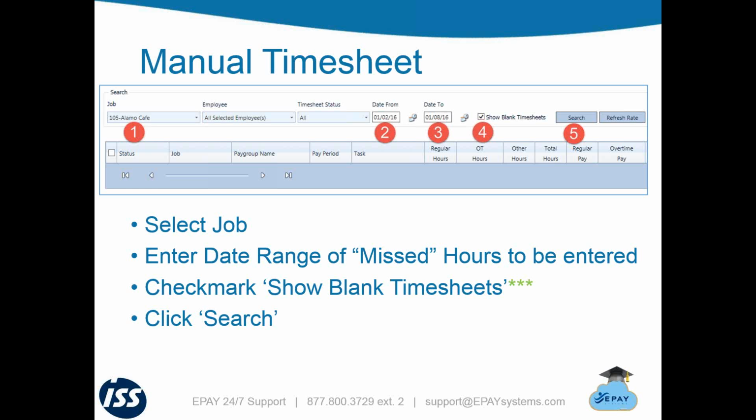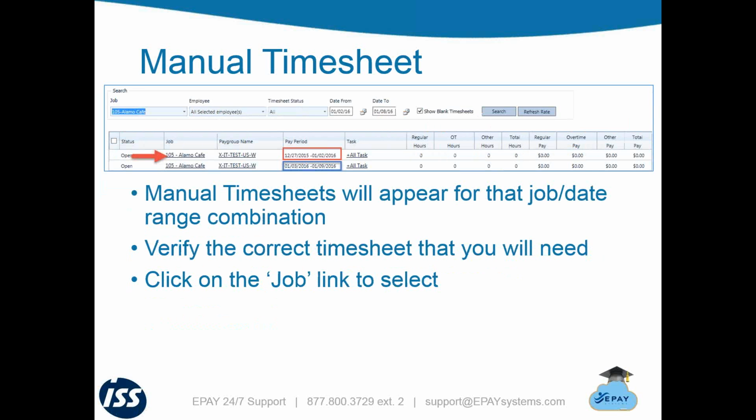and then we're going to check that little box that says Show Blank Timesheets. Let me stress, Show Blank Timesheets is important here, because if you go to the screen and just click on search straight off the bat, you're going to pull up nothing. Show Blank Timesheets shows you a listing of all the timesheets that are available to be entered for. Since they have no time, the system does not show you those timesheets on the screen. You have to physically say Show Blank Timesheets and then click on Search. Once you've clicked on Search, the system's going to return a similar window where you're able to see all of the manual timesheets that are available in that job and date range combination.